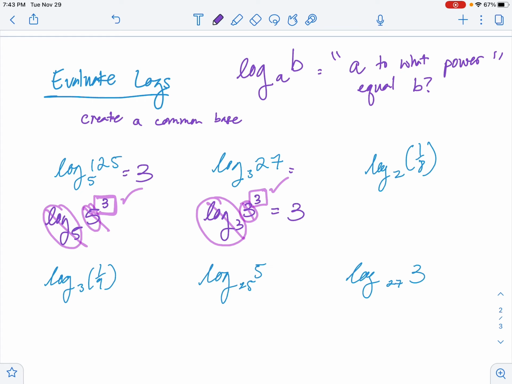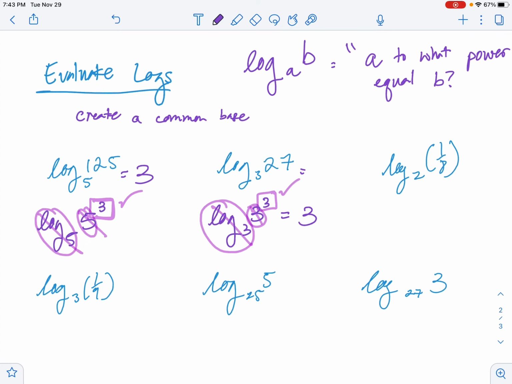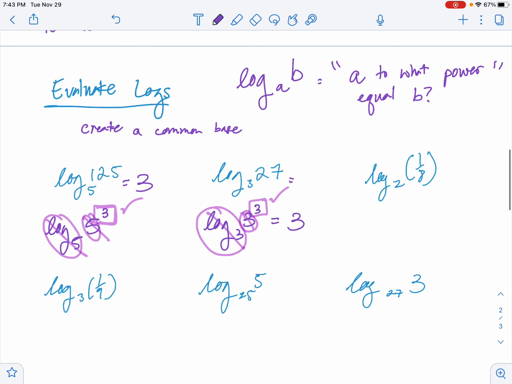Let's look at an example with a fraction. We haven't done much of this, but it is something that we need to be familiar with. It's negative powers. Okay, so again, we're going to do the same thing here. We want to change this 1/8 to have the same base as this log, which is 2. So I'm going to change it to log base 2 of 2 to the power of blank.